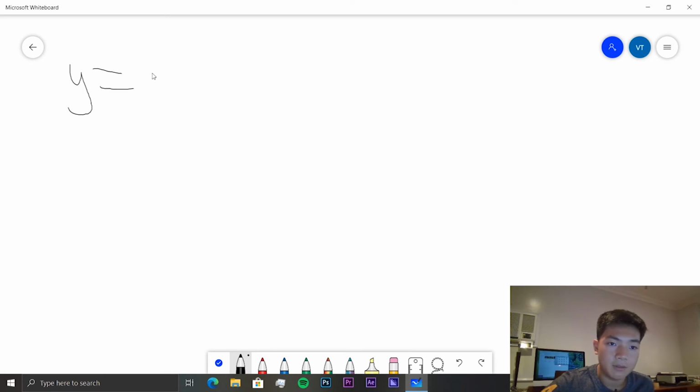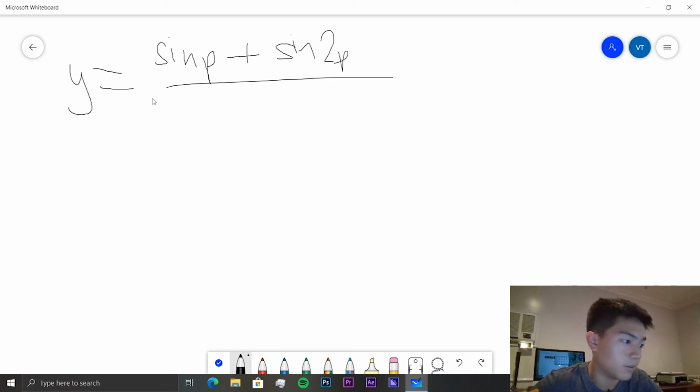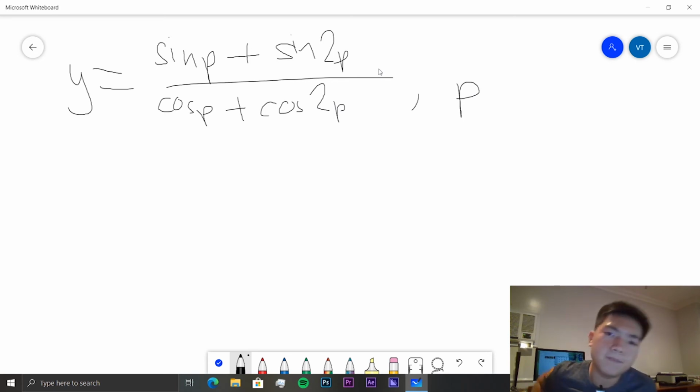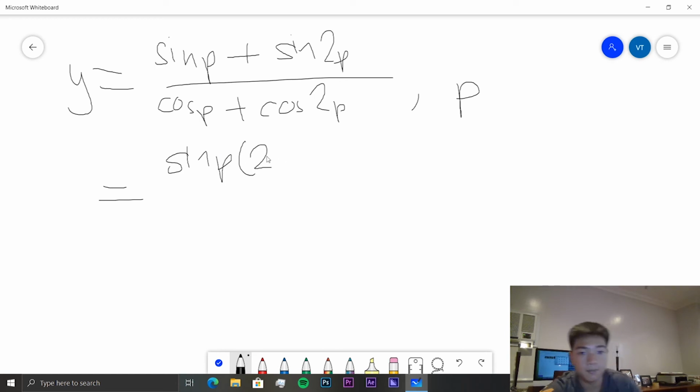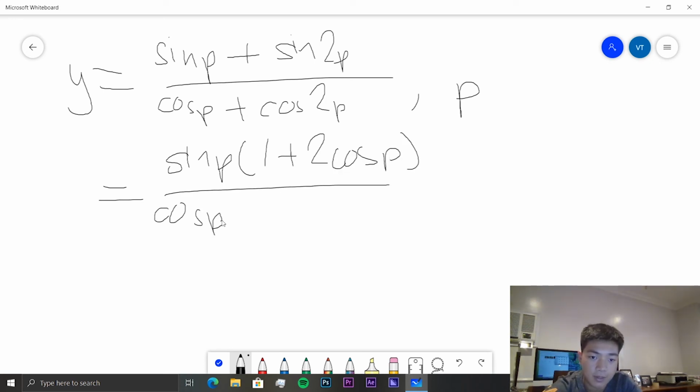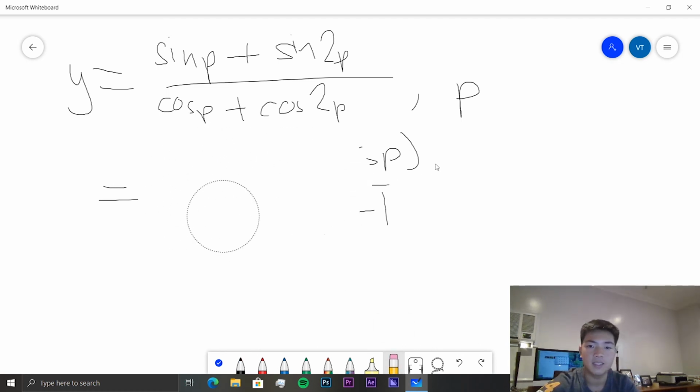And next on to the final one, y is equal to sine p plus sine 2p all over cosine p plus cosine 2p. How would we do this one? It looks a bit tricky. I guess we could expand it and factorize. So up here we have sine p times 1 plus 2 cosine p, all over cosine p plus 2 cosine squared p minus 1. But we can't factorize this bottom part. Okay, so it looks like we have to do it the hard way, which is to just use quotient rule.